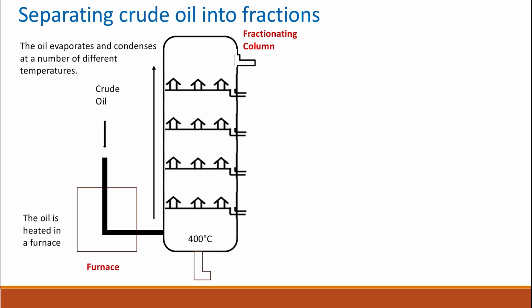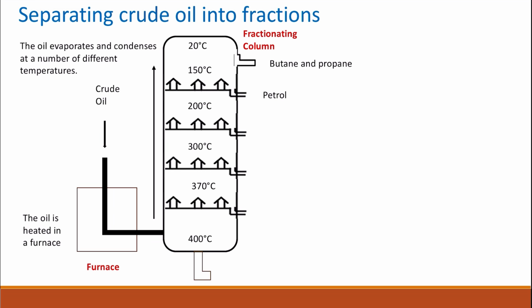So at the very bottom, it's very high temperature. As you go up, the temperature will decrease gradually until we reach just 20 degrees at the top of the fractionating column. So at the top of the fractionating column, the gases will be easily separated there, such as butane and propane.